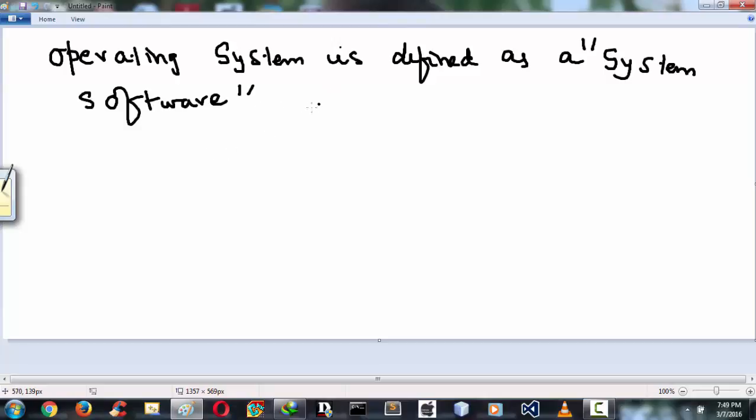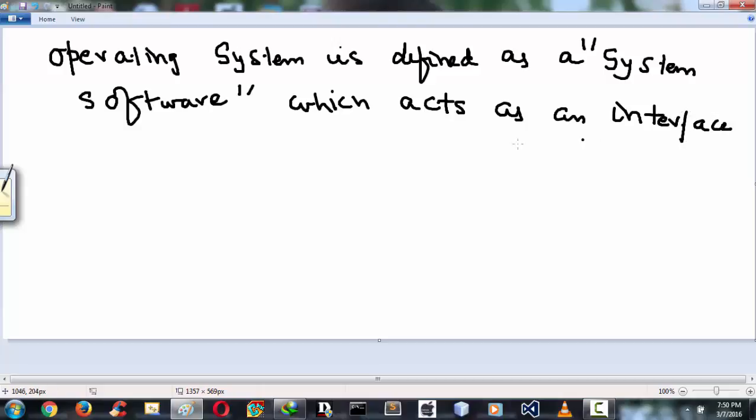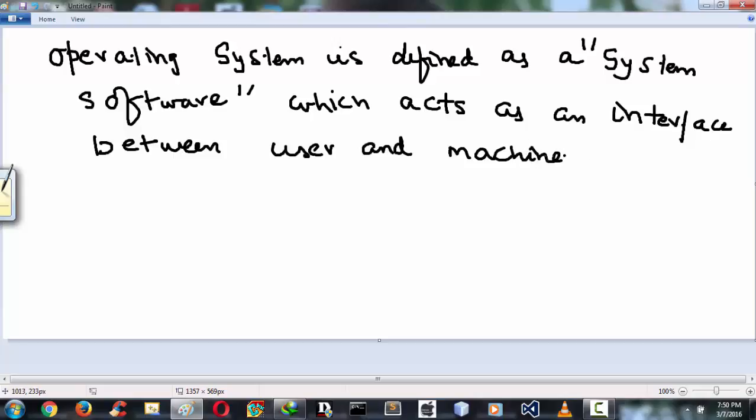An operating system is defined as a system software which acts as an interface between user and machine hardware.